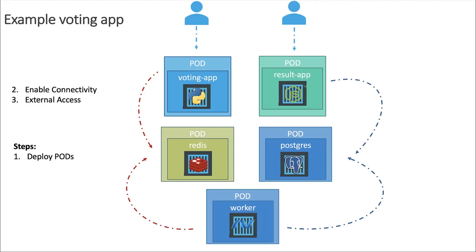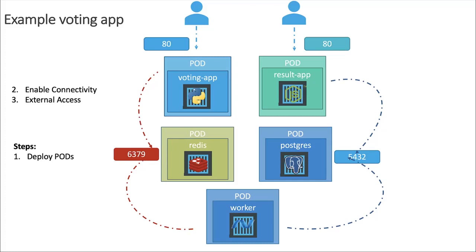Now, while the voting app has a Python web server that listens on port 80, and the result app also has a Node.js based server that listens on port 80, and the Redis database has a service that listens on port 6379, and the PostgreSQL database has a service that listens on port 5432. The worker app has no service because it's just a worker and it's not accessed by any other service or external users. So keep that in mind.